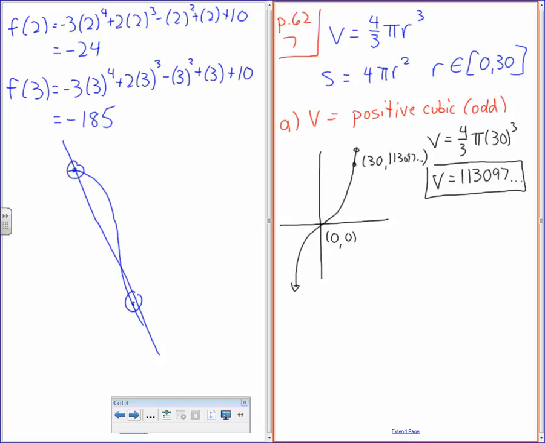Okay. If we're going to use this, we're going to say my domain is 0 to 30. My range is 0 to 11,3097. Yeah. So, it just states in the book that the surface area is the restriction on the domain, like the restriction for the surface area.